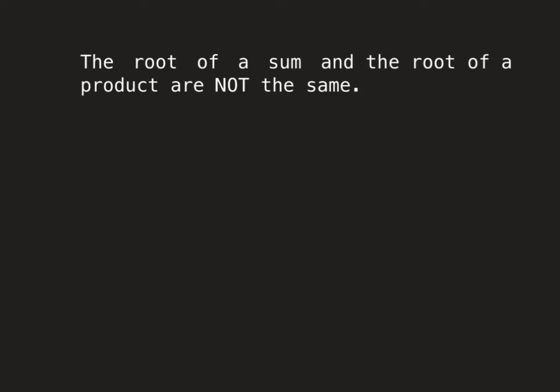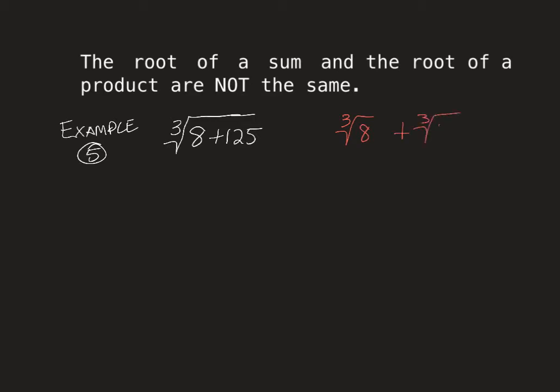They are different. So this is example number 5. It is not tied to a rule number 5, but here it is. The root of a sum and the root of a product are not the same, unless you want to call that statement rule number 5. Okay, the cubed root of 8 plus 125. Let's look at that, and let's look at the cubed root of 8 plus the cubed root of 125.